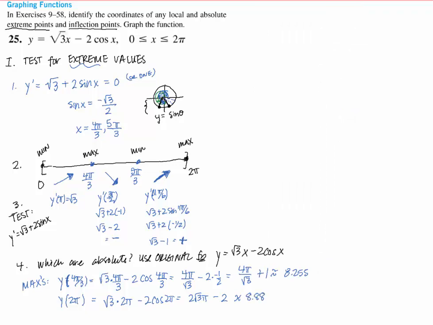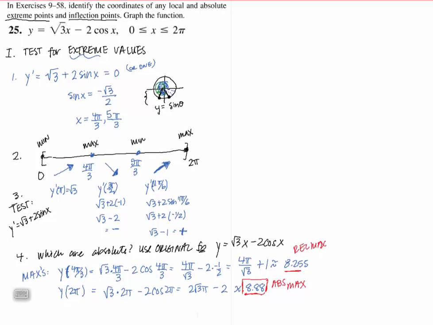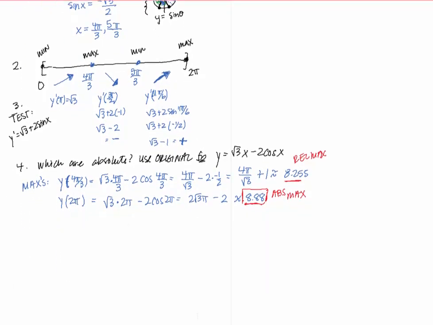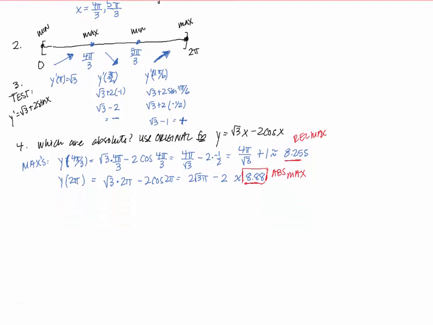That's a close call. Good thing I didn't try to reason through that one. 8.2 would be smaller than 8.8, so this guy's the winner. He's the absolute max. And 8.2 is simply a relative max. So let's evaluate the minimums.